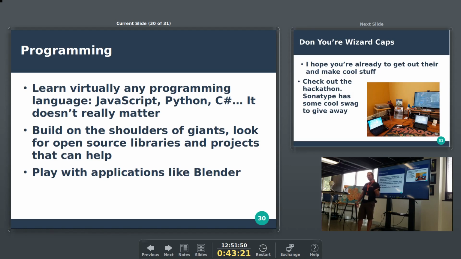So while you could use any language, it'll be easier for you to find libraries that help you. It'll be easier for you to find people on the internet that have written sample code, if you pick one that people are using to do the thing you want to do. But you don't have to. You can really just pick any of them. Learn JavaScript, Python, C#, C++, whatever. They're all fun. They'll all get stuff done. And like I said, just build on the shoulders of giants. Look for open source libraries and projects that can help, and run with them and play with the tools that are out there.